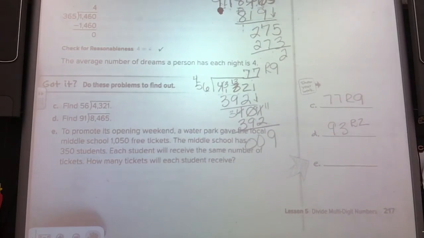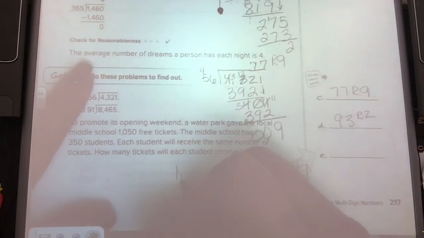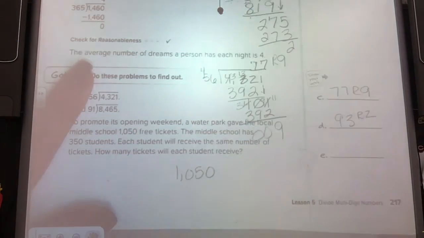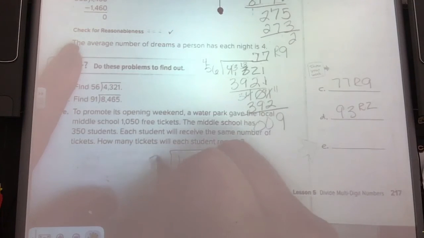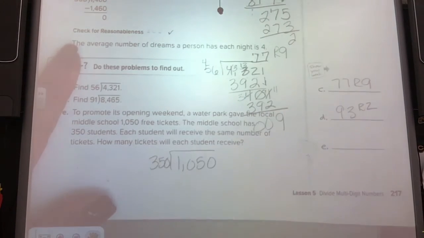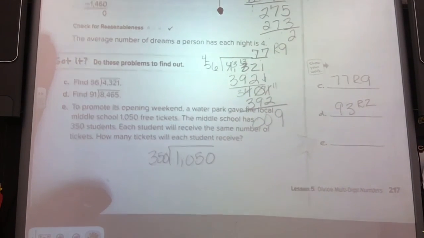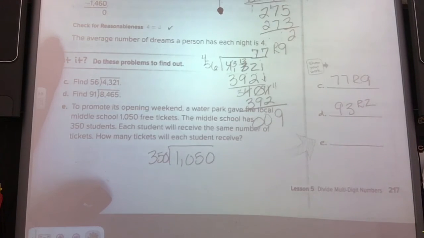Alright, the last one. To promote its opening weekend, a water park gave the local school 1,050 tickets. The middle school has 350 students. I'm just going to take a guess that this is what we're doing. Each student will receive the same number of tickets. How many tickets will each student have? So 350 times something should be 1,050.